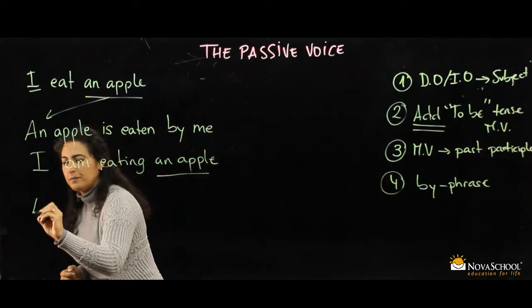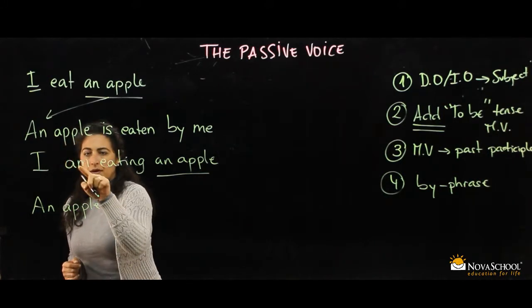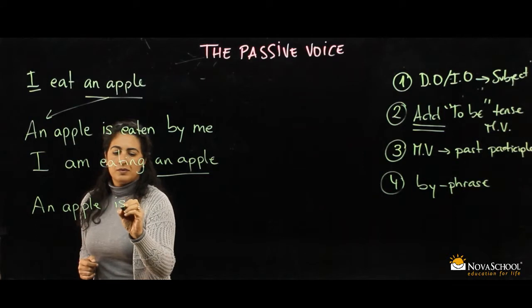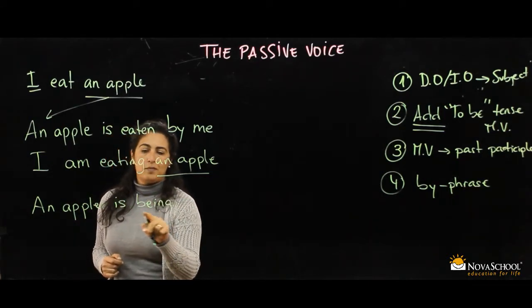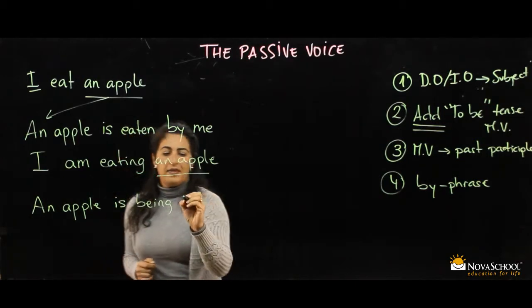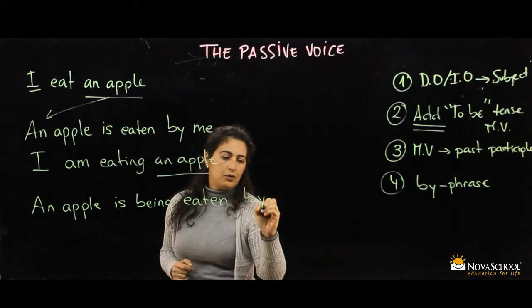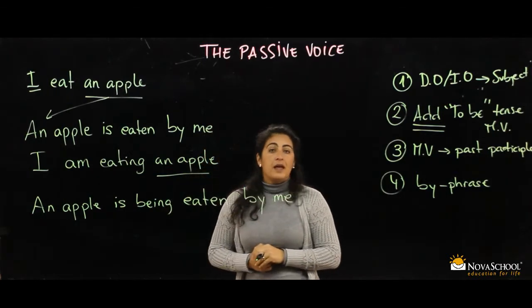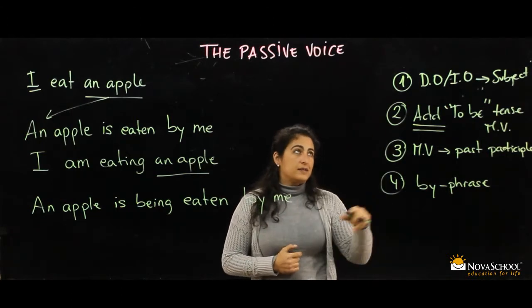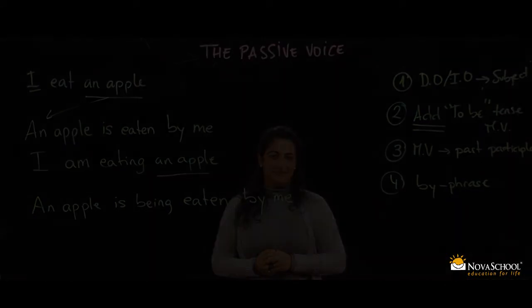So again, first step, present continuous of the verb to be. We have two verb to be's now, not only one. And then the participle of the verb followed by the by phrase. Okay, if you follow these steps, you will probably do a perfect passive sentence.